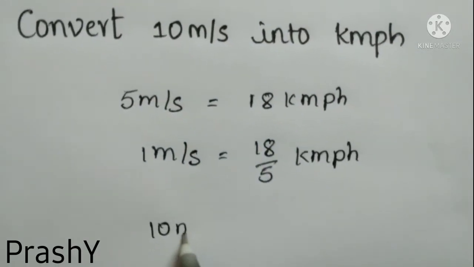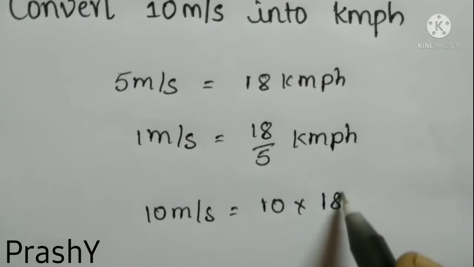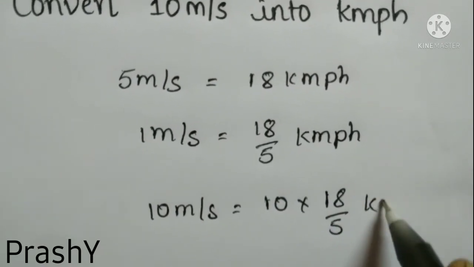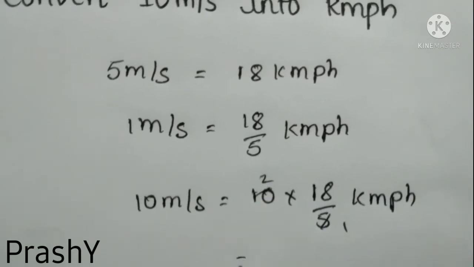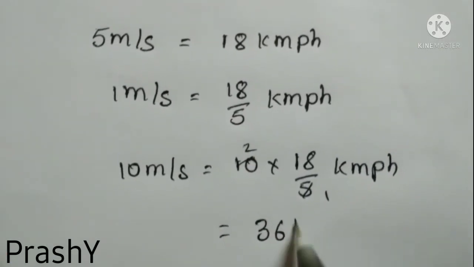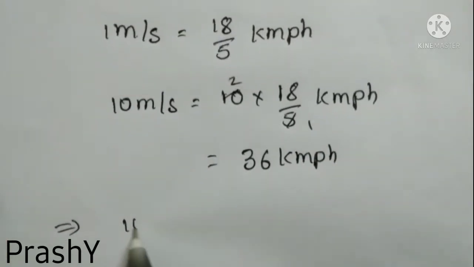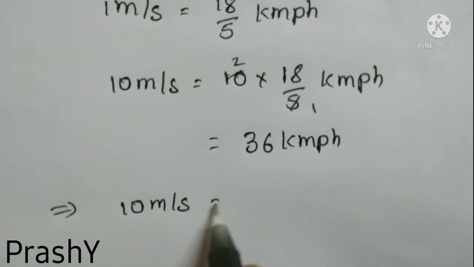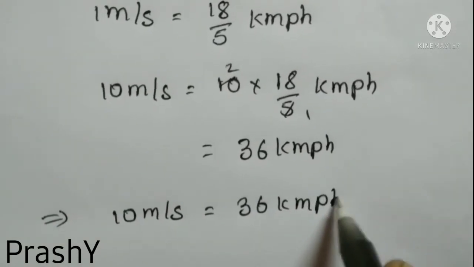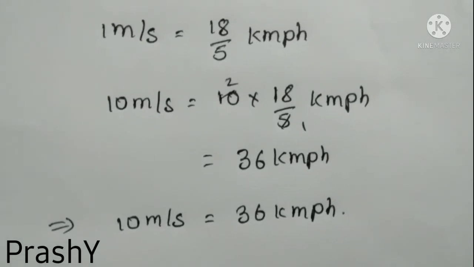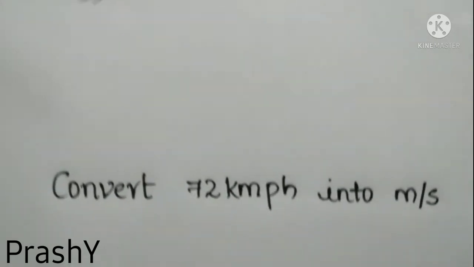So 10 meter per second is equal to 10 into 18 by 5 kmph. So 5 ones, 5 twos, so 18 twos we will get 36 kmph. So the final result is 10 meter per second is equal to 36 kmph. Right? Now let us convert kilometer per hour into meter per second in our second example.